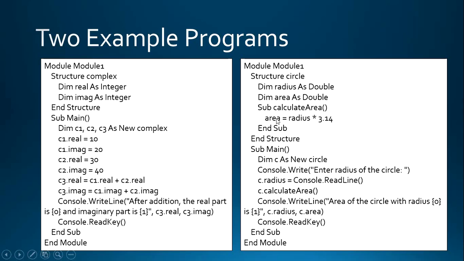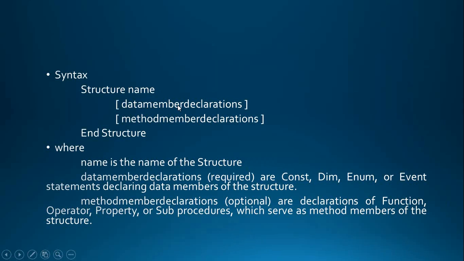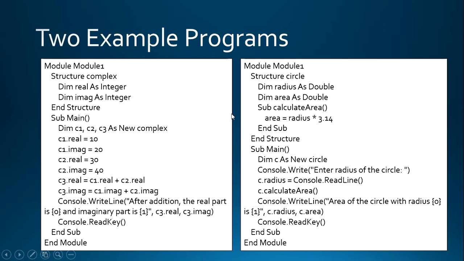Here the area should actually be pi r square, right? Yes, it should be pi r square. So okay, we'll modify it in the code. Area equals pi r square. The value of pi we have substituted with 3.14. So we have two things inside this structure. We have data members and also method members. The data members are radius and area. The method member is CalculateArea.